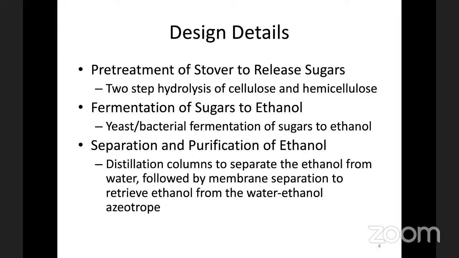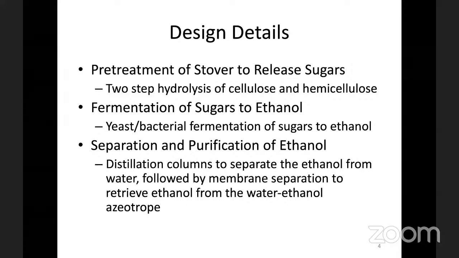So for the details of the design, there is a pre-treatment of corn stover to release the sugars. If I've seen some agricultural experts in the team, the corn stover has a two-step hydrolysis of cellulose and hemicellulose. So hemicellulose and cellulose are the two kinds of sugars. Cellulose is a 6-carbon sugar and hemicellulose is a 5-carbon sugar that is released when you do the pre-treatment of the stover. Then once these sugars are released, only then can fermentation of sugars happen to ethanol. And this happens through yeast or bacterial fermentation of sugars to ethanol.